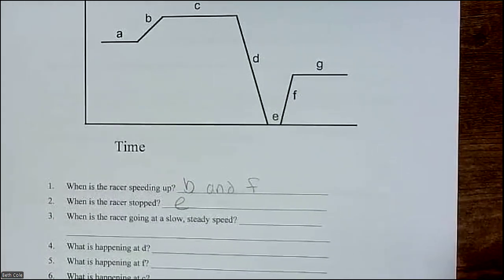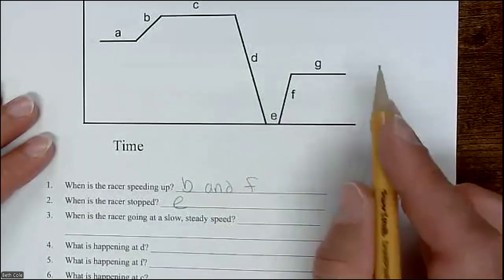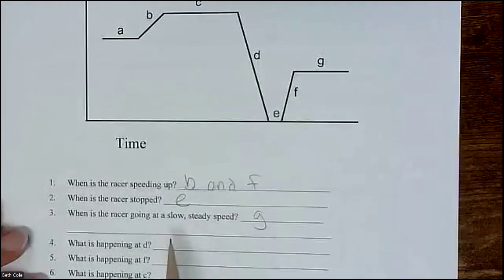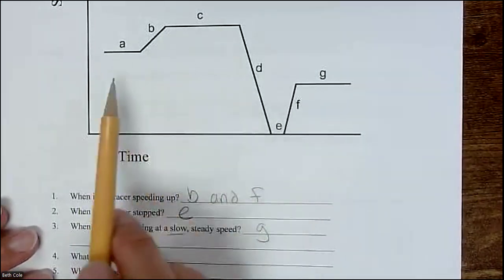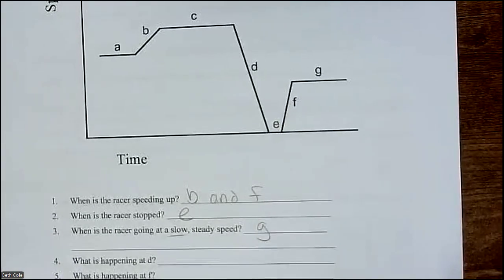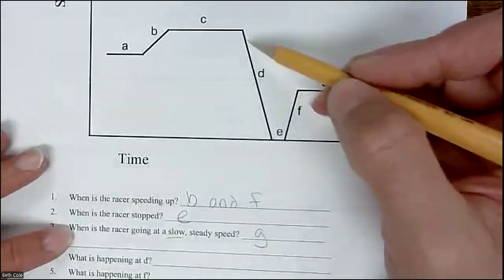When is the racer going at a slow, steady speed? So steady and like a slower amount. G. Good. Do you see how constant speed there? I would say G just because it said slow. So like A and C are faster than G, so I would pick G for that one. Again, there's no numbers here, so we don't know exactly what any of it really is, but I would pick G for that one.